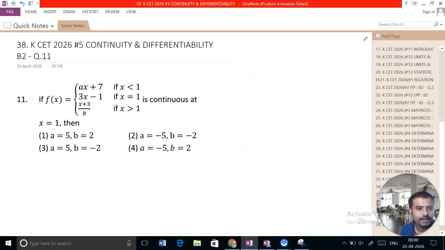Let's move on. Here is question number 11, version code B2. They give f of x is equal to ax plus 7 when x is less than 1, 3x minus 1 when x is equal to 1, and x plus 3 by b if x is greater than 1, is continuous at x is equal to 1. The function will be continuous when LHL is equal to RHL. So we have to consider the limit as x tends to 1 minus is equal to the limit as x tends to 1 plus.